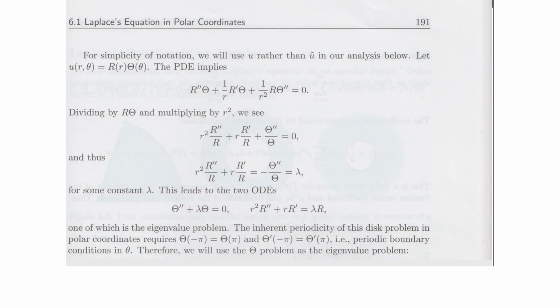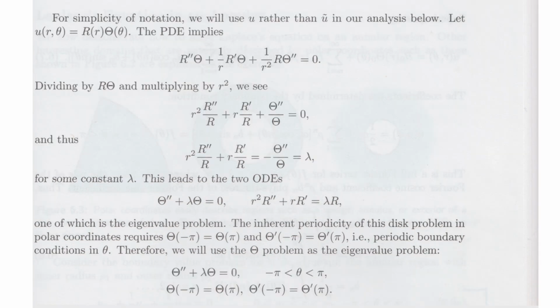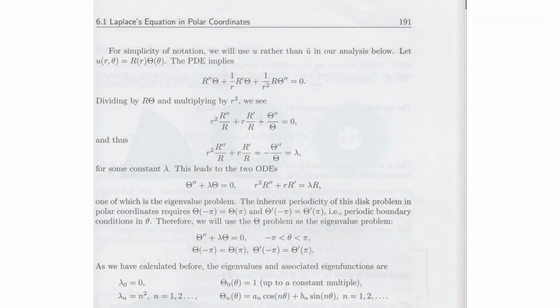Now this problem, we mentioned earlier, is inherently a periodic problem, and we're consequently going to have to require periodic boundary conditions on the theta equation. So our theta eigenvalue problem is given here at the bottom of the screen. This is a problem we've solved a number of times. In fact, the solution is given inside the front jacket of your book, and lambda equals 0 is an eigenvalue with eigenfunction 1. And when n starts at 1, the eigenvalues are n squared, and the eigenfunctions are linear combinations of cosine n theta and sine n theta.